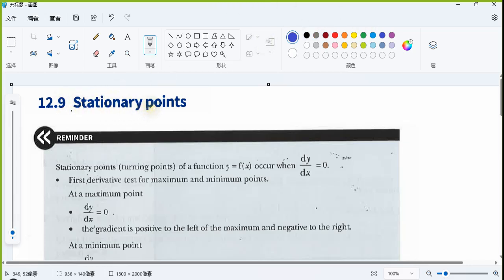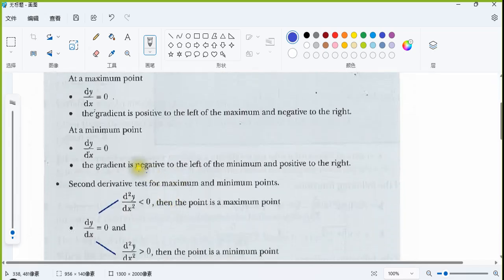12.9 Stationary point. A stationary point, which we also call a turning point, of a function y equals f(x) occurs when dy/dx equals 0. So we have the first derivative test: dy/dx equals 0 for a maximum point or a minimum point. At a maximum point, dy/dx equals 0, and the gradient is positive to the left of the maximum and negative to the right. At a minimum point, dy/dx equals 0, the gradient is negative to the left of the minimum and positive to the right.